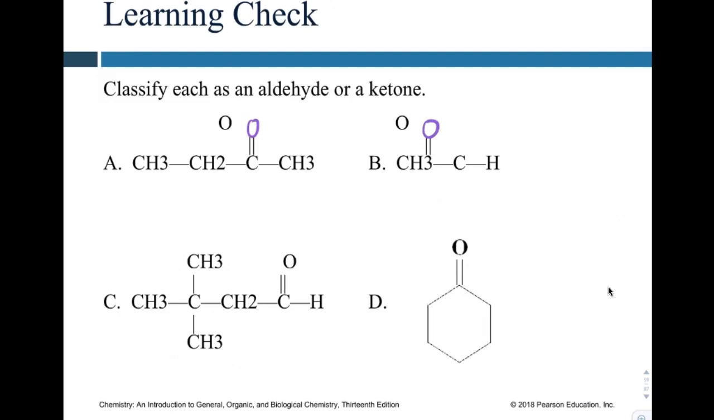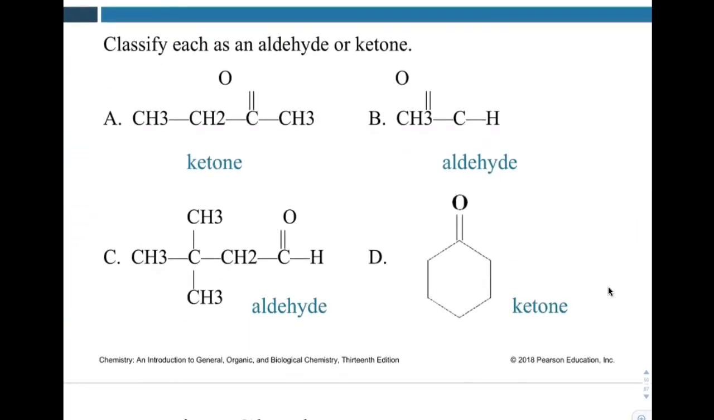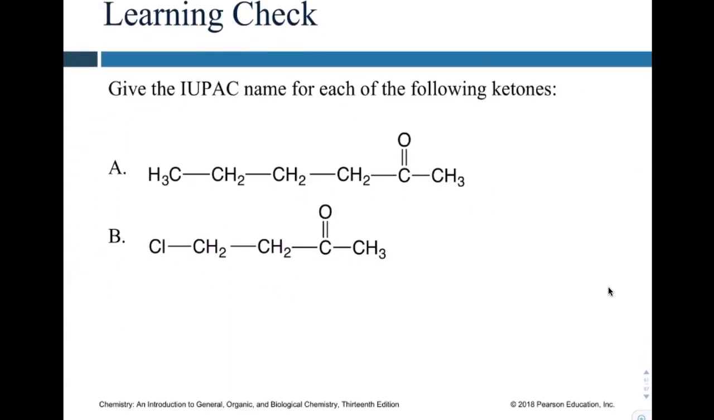Classify each as an aldehyde or ketone, so pause and give me a quick classification. So you should have your answers here. Remember, an aldehyde has a hydrogen on the end, close to that carbonyl group. A ketone's kind of centered, sandwiched in the middle. Go ahead and give me a quick pause and name them.